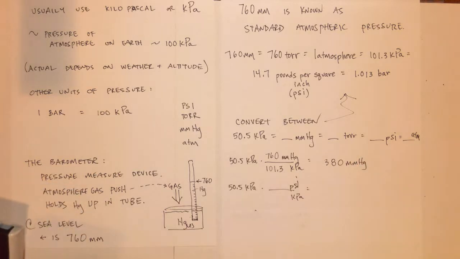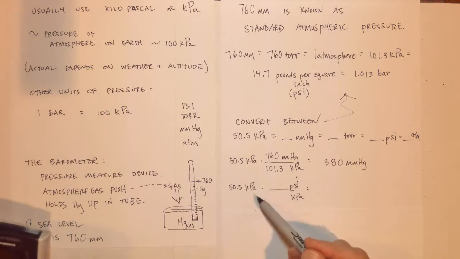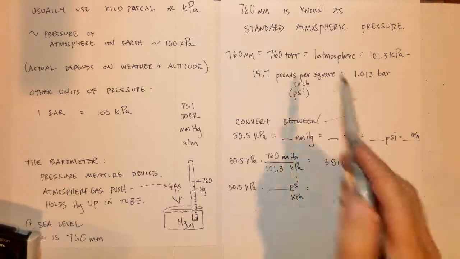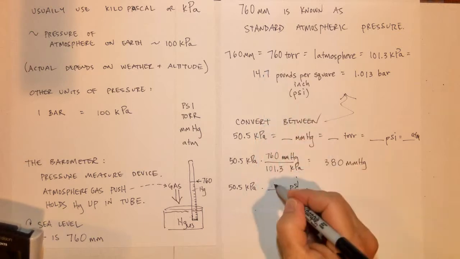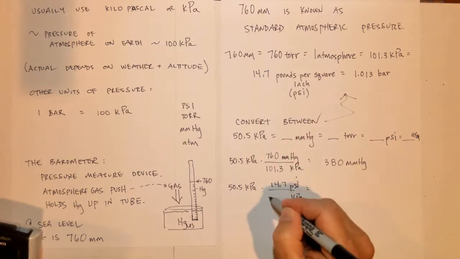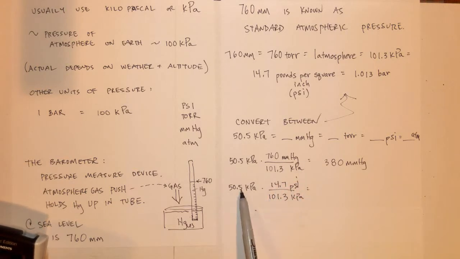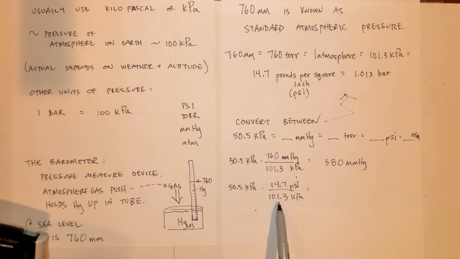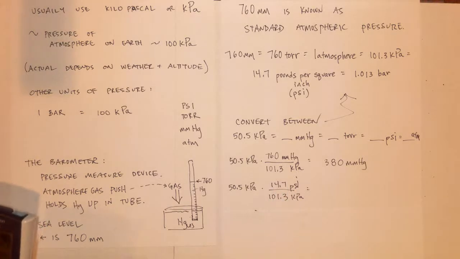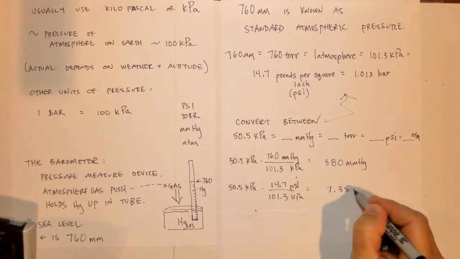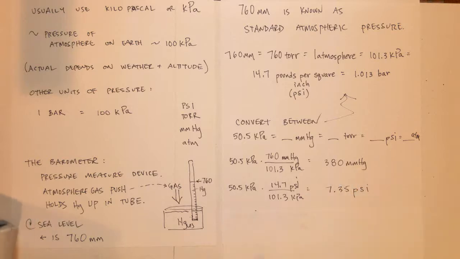My next example problem is kPas going to psis. And my relationship comes from right here. There's 14.7 psis in 101.3 kPas. Maybe you caught on that 50.5 is about half of 101.3. So in effect, we're just taking 14.7 and we're just about dividing it by 2. So I end up with about 7.35 psis equaling 50 kPas or kilopascals.